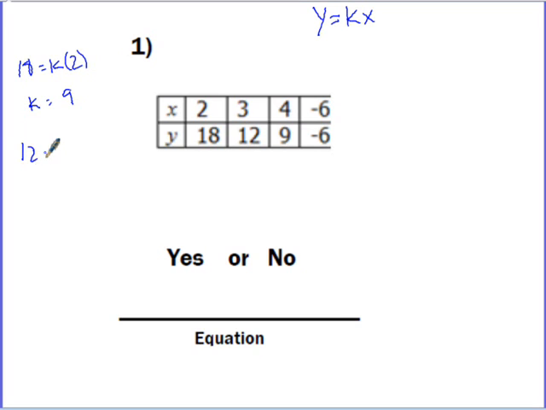So 12 equals k times 3. I'm just plugging in x and y values. Okay. And then k would have to be equal to 4 here. So already I have 2 different k values. I don't have to keep going. I know, no, this is not direct variation. And I don't have to write an equation. I only write an equation if it is direct variation.